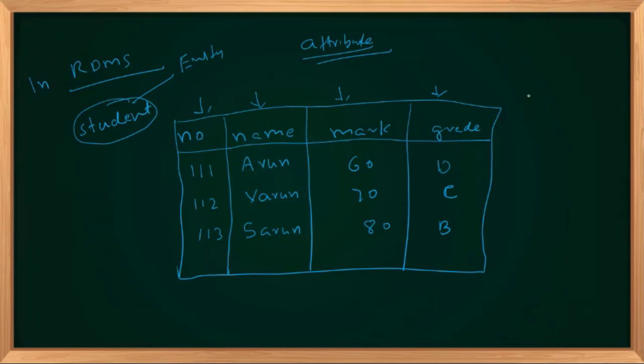Here, how many attributes are there? Four. So the degree of the table is 4. What is degree? The number of attributes is known as degree. The number of attributes is called degree.